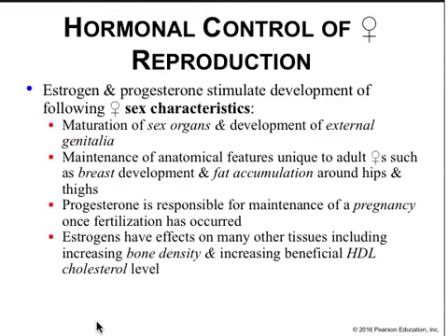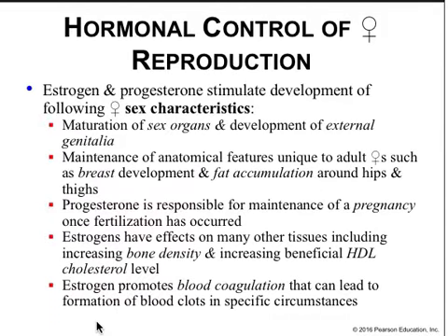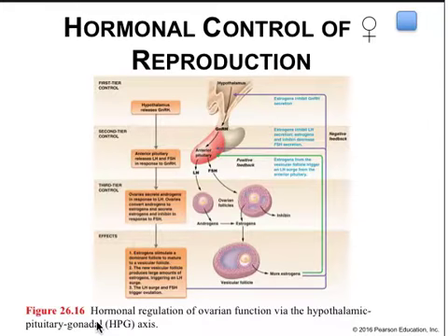Estrogens have effects on many other tissues, including increasing bone density and increasing beneficial HDL cholesterol levels. Estrogen promotes blood coagulation that can lead to the formation of blood clots in some circumstances. The hormones of the 28-day cycle are as follows.